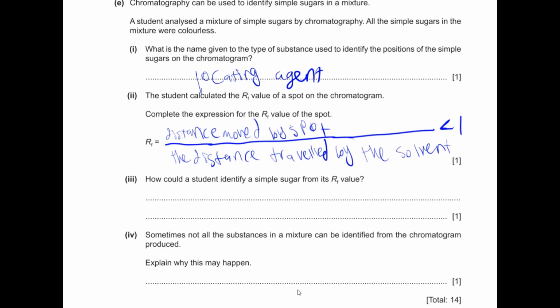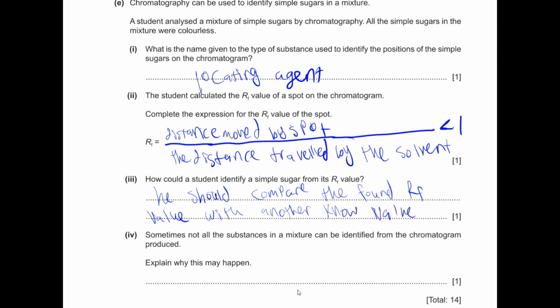Question 3. How could a student identify a simple sugar from its RF value? So to identify a sample, we should compare it. He should compare the found RF value with another known value.